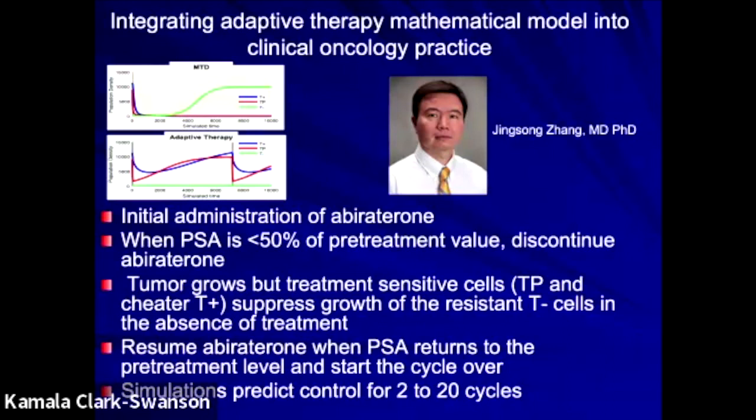Dr. Jinsung Zhang was the brave oncologist that started this. The strategy was very simple. We basically gave abiraterone. When the PSA would cross the 50% line, it was 50% lower than pretreatment values, you stop therapy, you wait for the tumor to come back, and then you resume the treatment. The simulations predicted that we would control the tumor from 2 to 20 cycles, and importantly, was incorrect. So we'll talk about that in a minute.